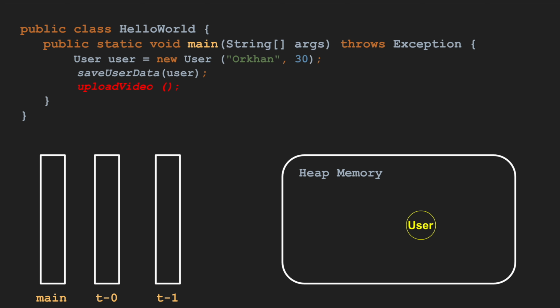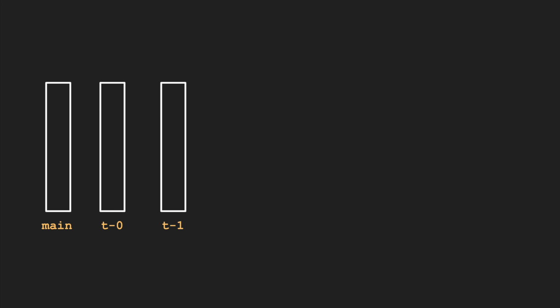The main thread stack, the T0 that is saving the user data, and the T1 that is uploading a video. So we have three threads in this case.